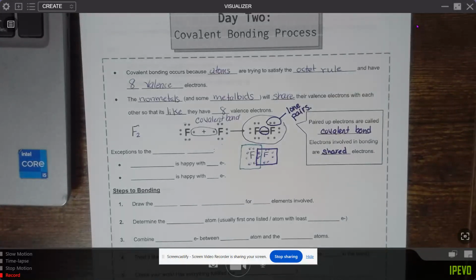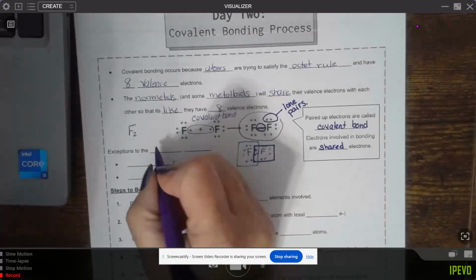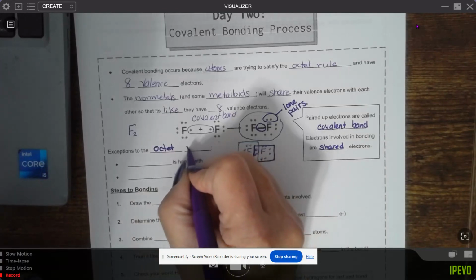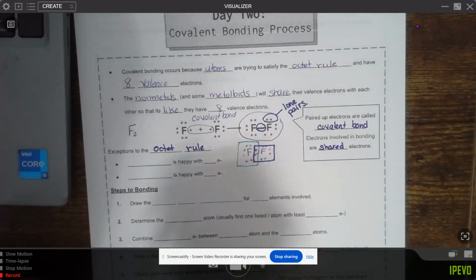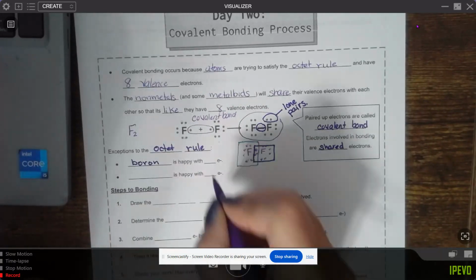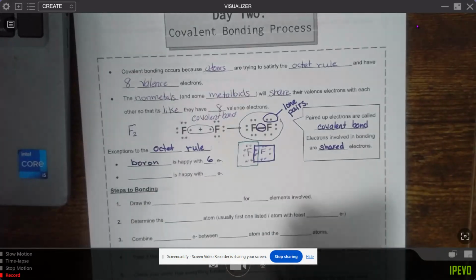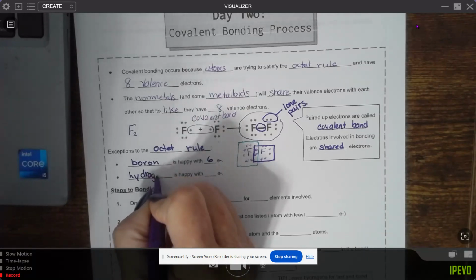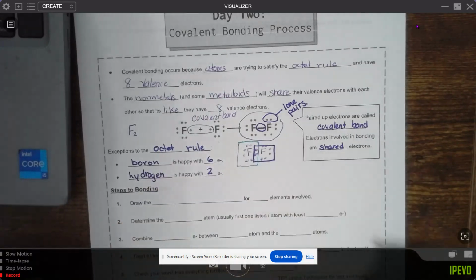All right, there are a couple of exceptions to the octet rule. There's a couple of elements that we'll deal with that don't need 8 valence electrons to be stable. And those 2 are boron, which is happy if it has 6 electrons, and hydrogen, because it's so small, is happy with 2 valence electrons.